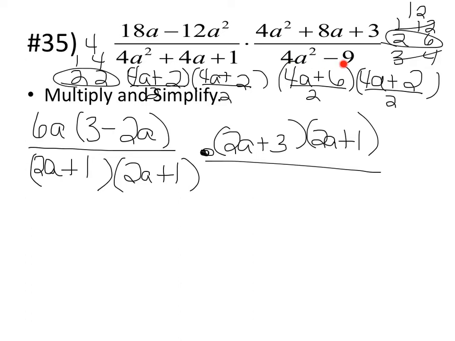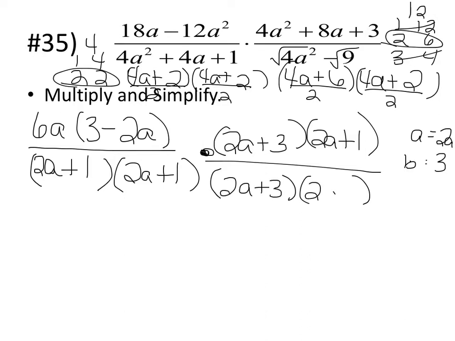And then down here, this is difference of squares. So you know if you take the square root of them, a is going to be 2a, and b is going to be 3. So remember, it's a plus b times a minus b. So it's 2a plus 3 times 2a minus 3. So now let's see what cancels. You've got a 2a plus 1 here and a 2a plus 1 here. So those can cancel. You've got a 2a plus 3 here and a 2a plus 3 here. So those can cancel. And notice here and here, you have 2a minus 3 and 3 minus 2a. So if you factored negative 1 out of one of them, you could probably get rid of it.